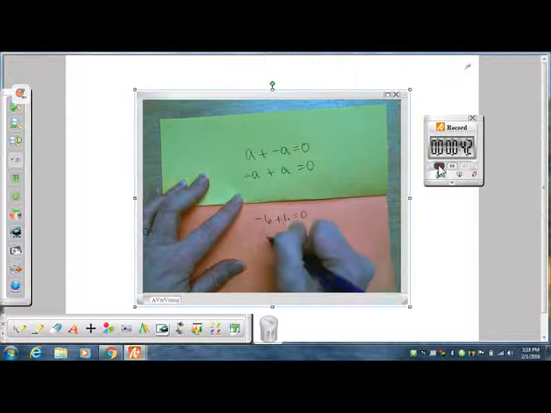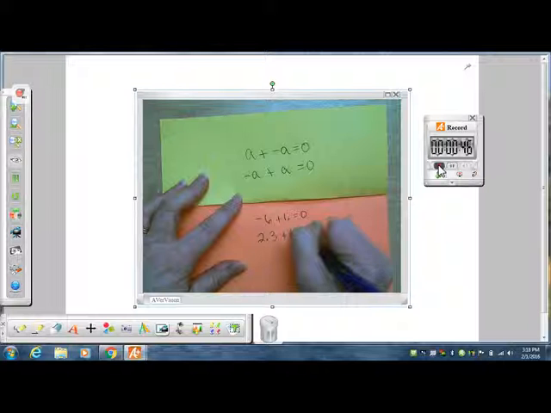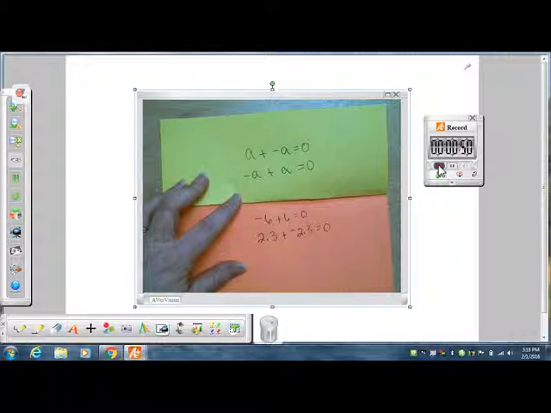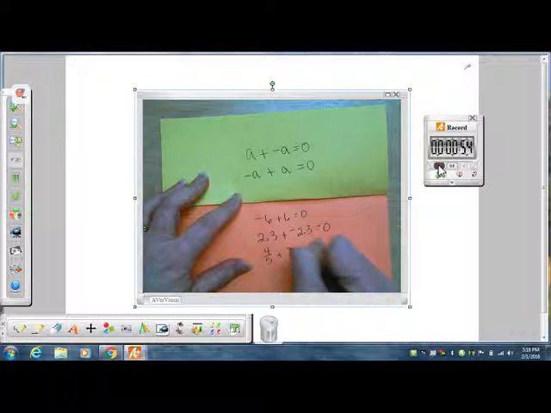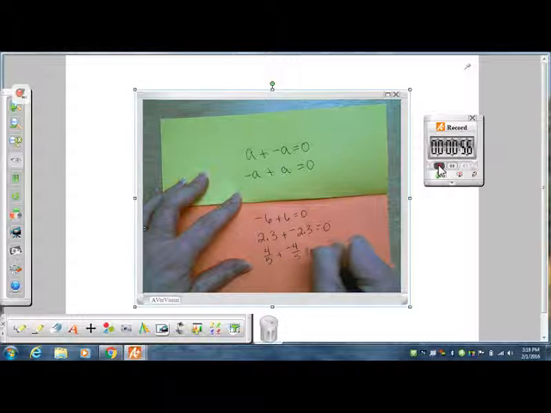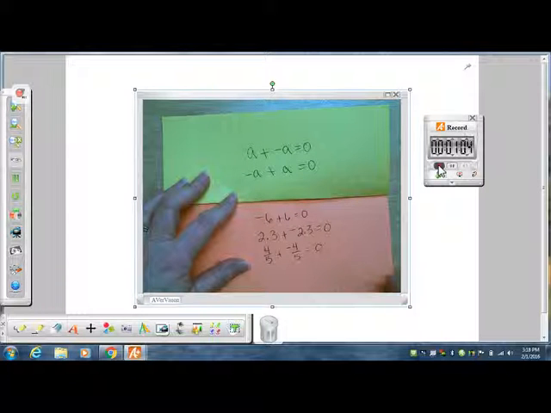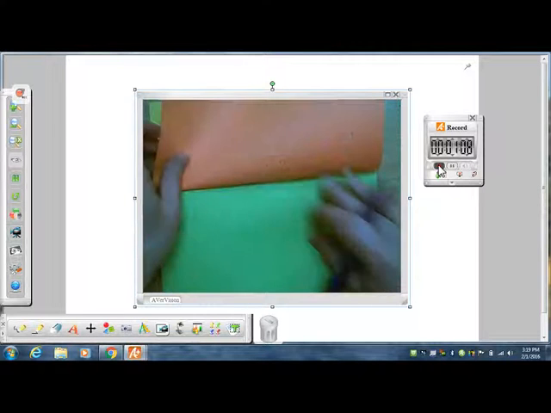We have 2.3 plus negative 2.3, that's going to equal 0. 4/5 plus negative 4/5 equals 0. If they are the same value, that's where the a comes in, and they're opposites, then when we add them, we get 0. Okay, so the next part is identity, the identity property.